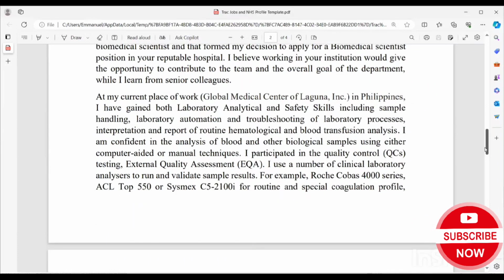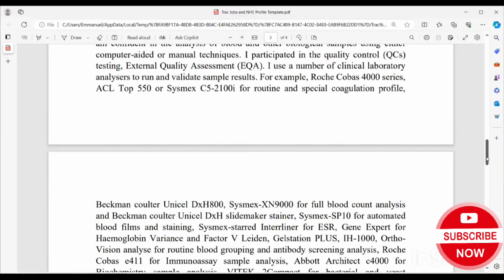Now, what I want you to notice here is that this aspect of your supporting information is very, very important, if I must say that. In fact, if there is something you must not miss, don't miss this side. Okay, so this is where I will say something like, I've used a number of clinical laboratory analyzers to run and validate sample results, for example. Then you mention each of these and say what you have used it for.